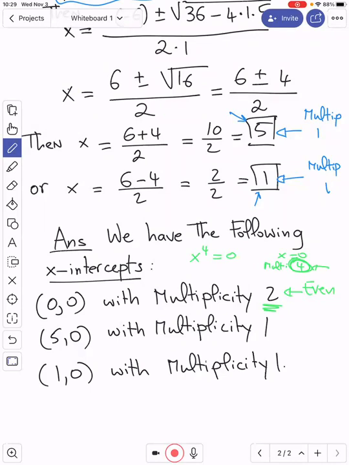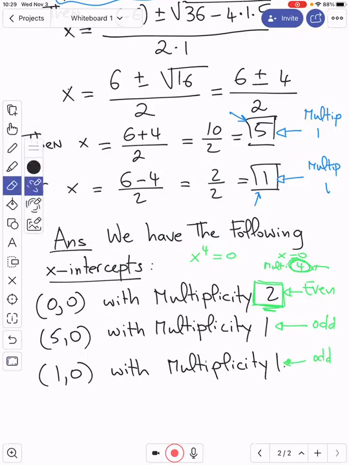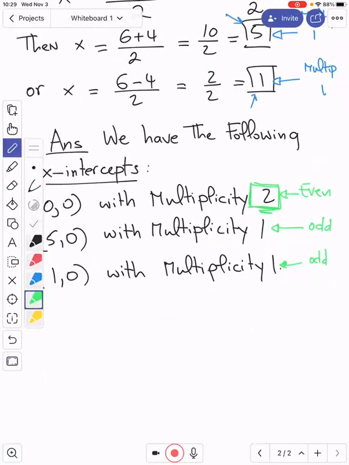Okay. So all I'm saying is whenever the multiplicity is even, it's an even number, you don't cross the x-axis. You touch the x-axis and you turn around. When the multiplicity is odd, like here, 1 is odd, of course, then your graph is gonna cross the x-axis. Okay. So that's for the x-intercept, and then we need to find the y-intercept.